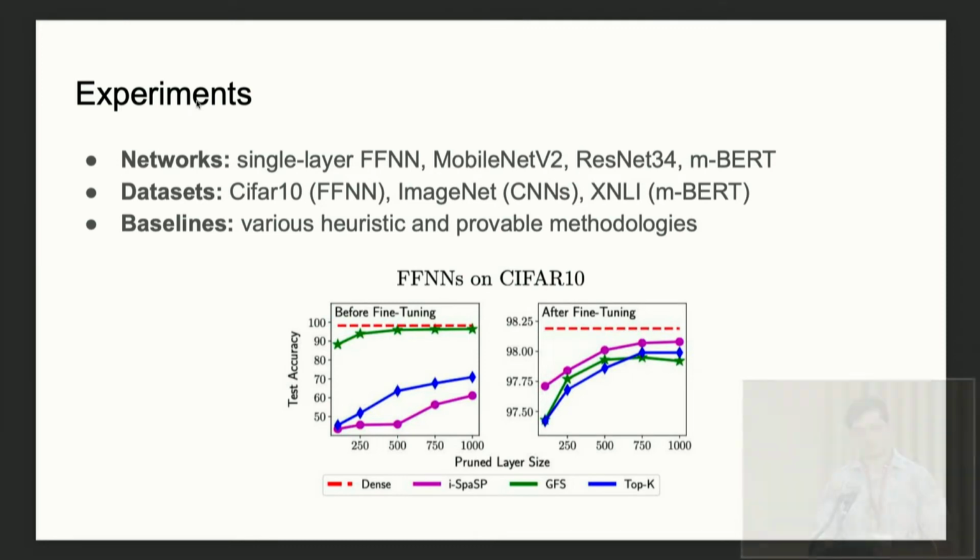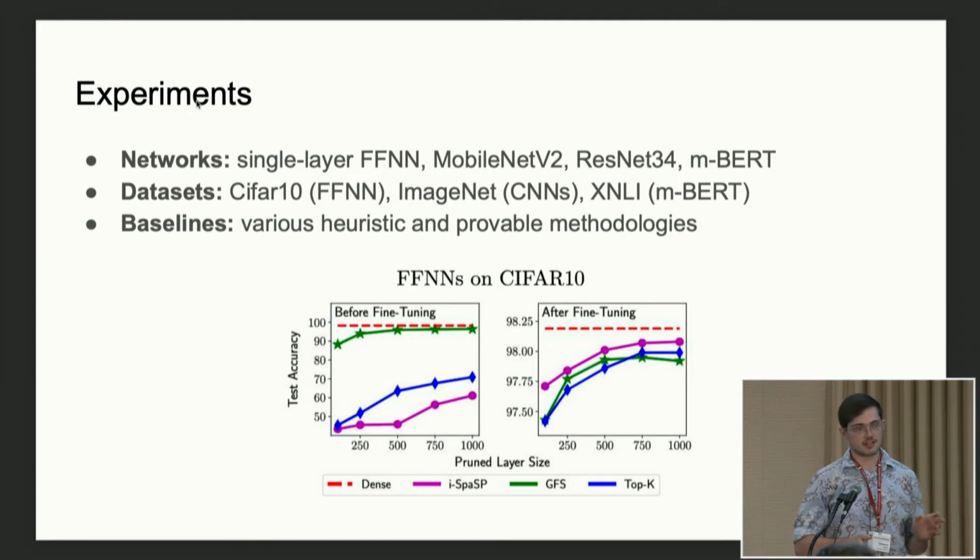So from here, we now know that this algorithm is efficient. It comes with theoretical guarantees that are actually kind of interesting. The question now is, does it actually perform well in experiments? To answer this, we analyzed feed-forward neural networks, a couple of different types of CNNs, and then a BERT model on just the usual data sets that you would use.